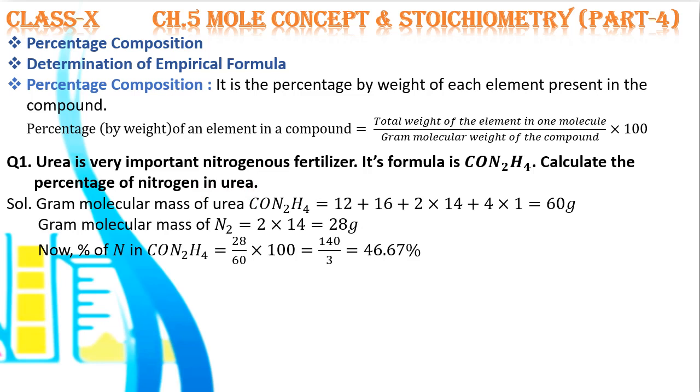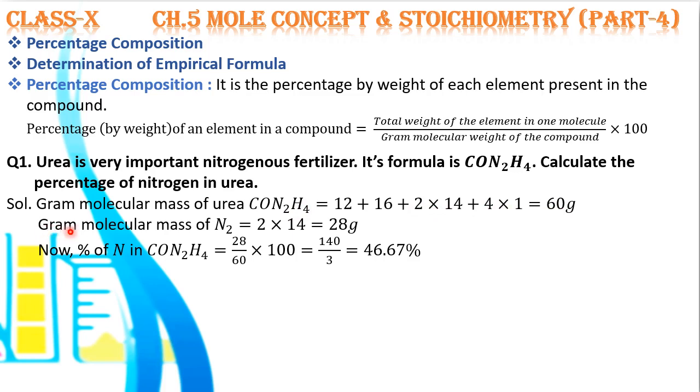What will we do? First we will find the gram molecular mass of urea, CON2H4. Here is one atom of carbon, its mass is 12. One atom of oxygen, its mass is 16. Two atoms of nitrogen, so it is 2 into 14, and 4 atoms of hydrogen, so it is 4 into 1. After calculation it comes 60 gram.